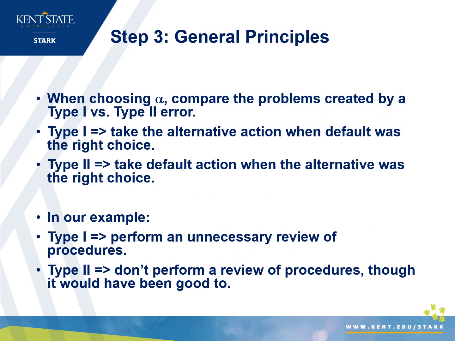This trade-off between the probability of type 1 and type 2 errors is what should drive our choice of the level of significance. If we commit a type 1 error, we'll be taking the alternative action when the default was the right choice. If we commit a type 2 error, we'll take the default action when the alternative was the right choice. In our example, a type 1 error would be performing a review of procedures when that review isn't really necessary. A type 2 error would be not performing the review when it would have been good to do.